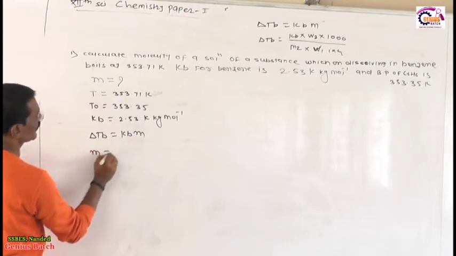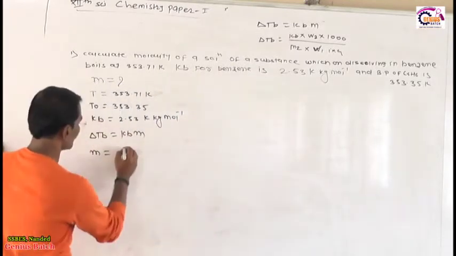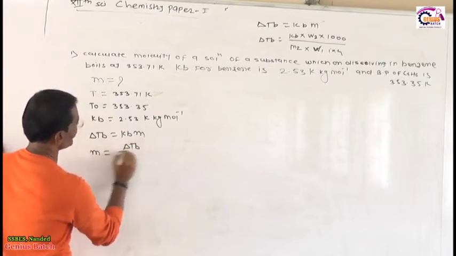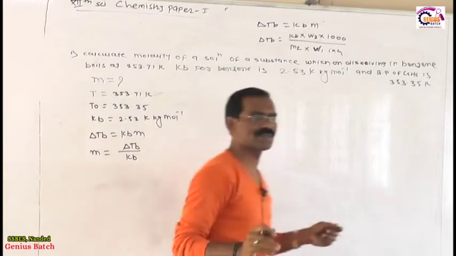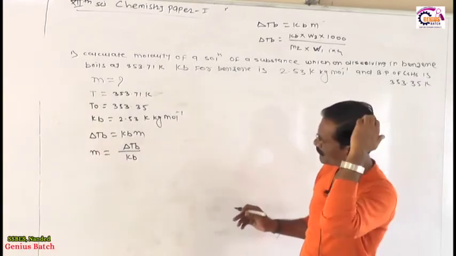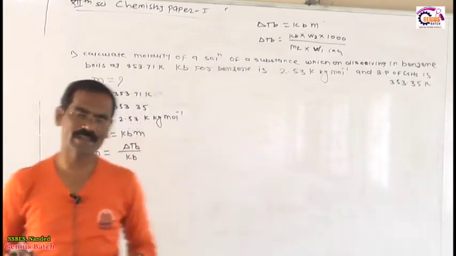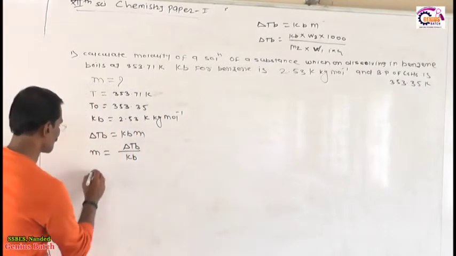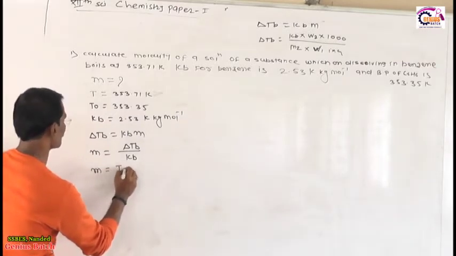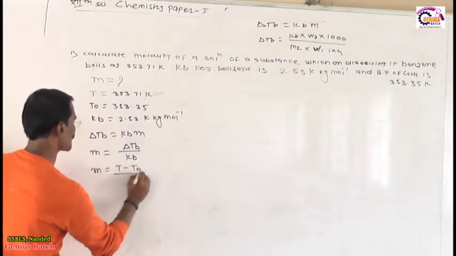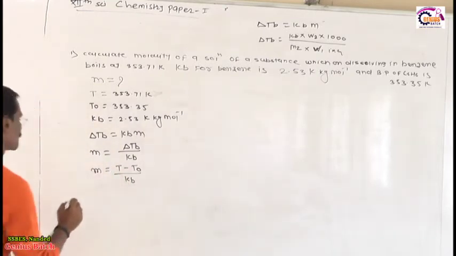So, my friend, you rearrange this equation. Small m is equal to delta Tb divided by Kb. This is the rearranged form we consider for this equation. Small m is equal to delta Tb divided by Kb. Therefore, what is delta Tb? Delta Tb means T minus T0, upon Kb, because the boiling point of the solution is always greater than that of the solvent.